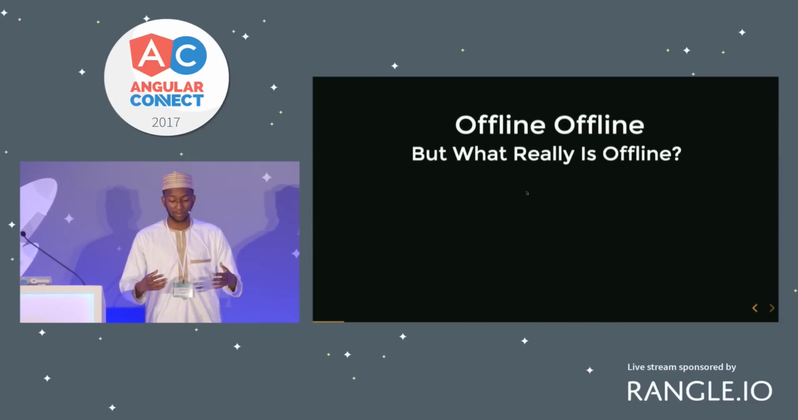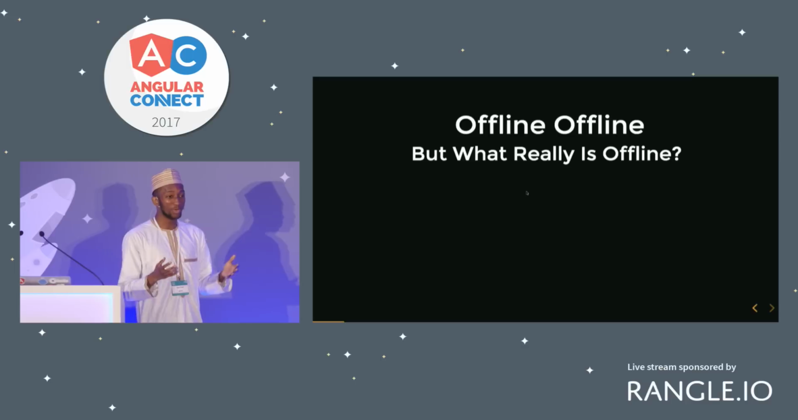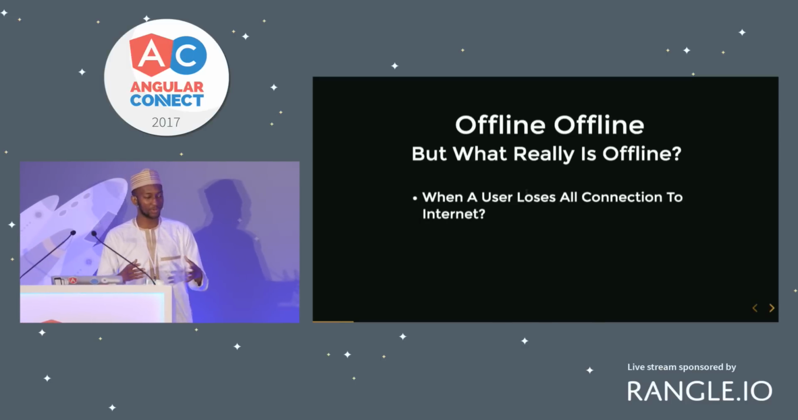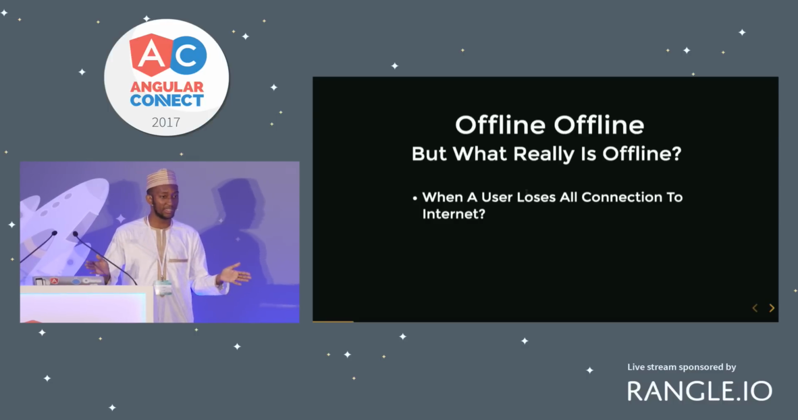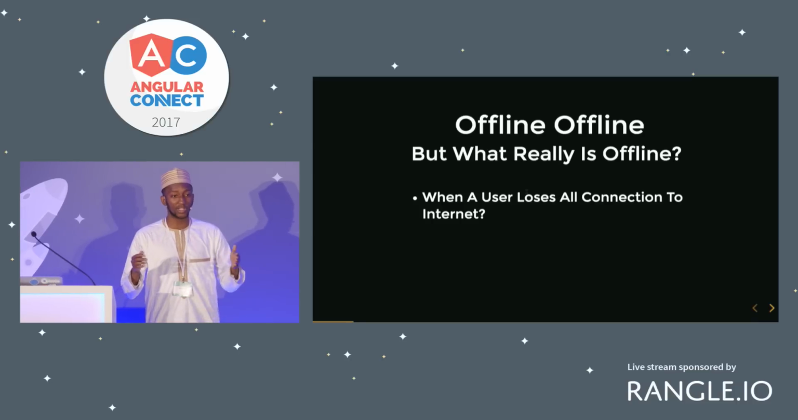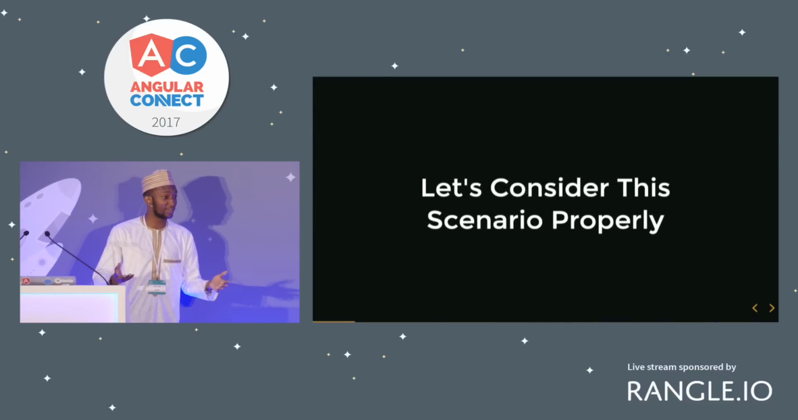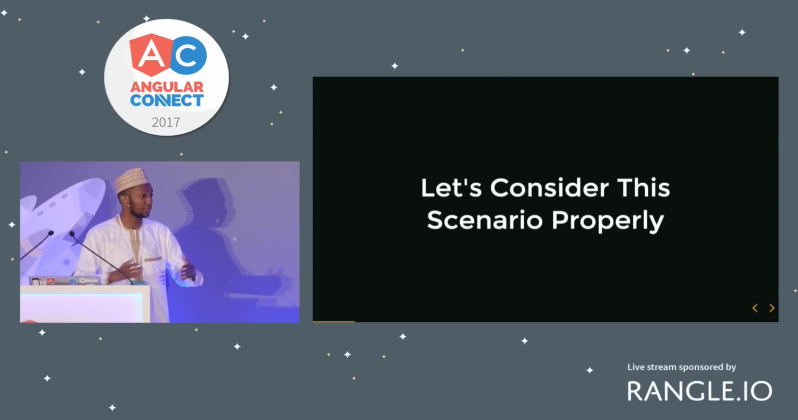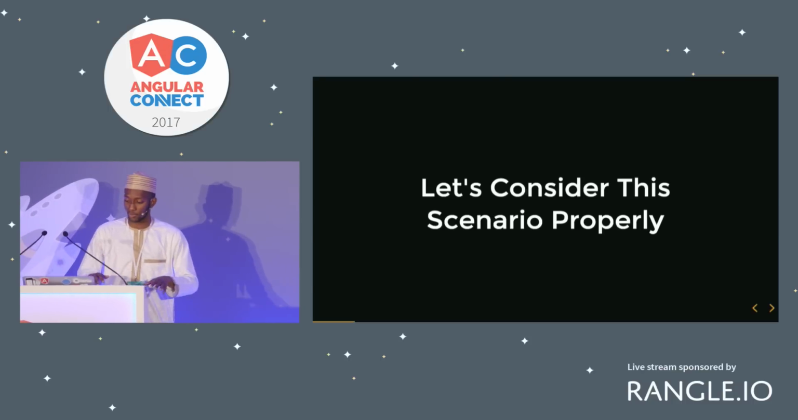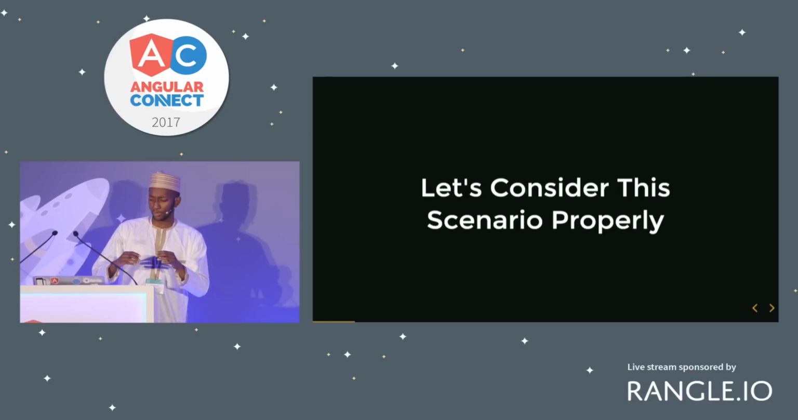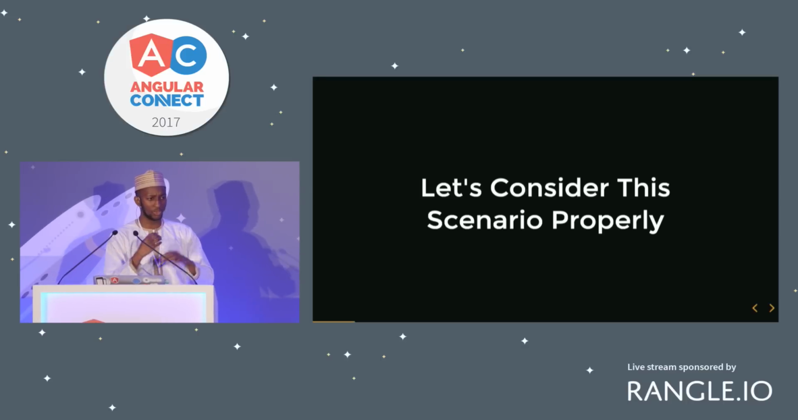So offline is a word you hear a lot, but what really constitutes an offline state? I think the first one we know is when a user loses all connection to the internet. You're on a train somewhere and don't have any service bars, or you go on airplane mode, or you're on a flight somewhere with no access to the internet at all. To give a bit of background, I'm going to take you on a journey. We're going to consider a particular scenario.